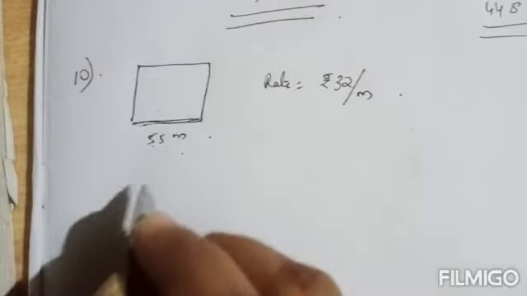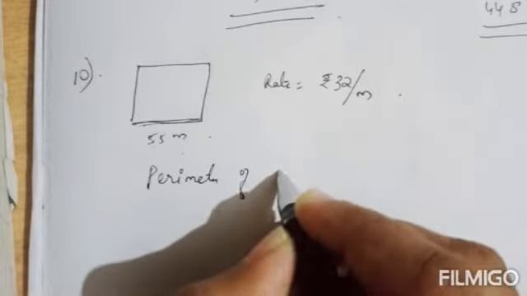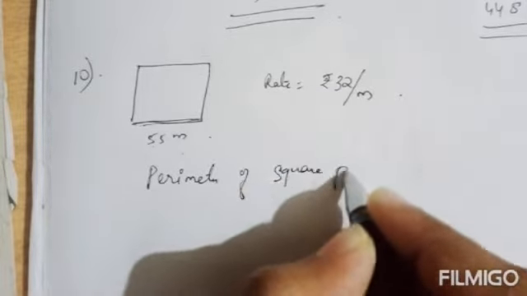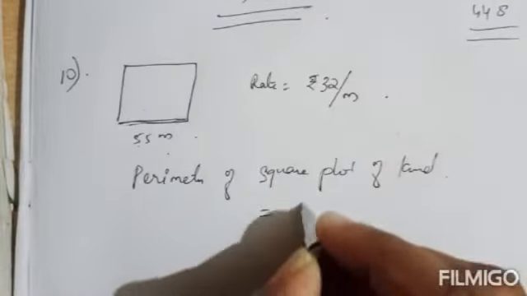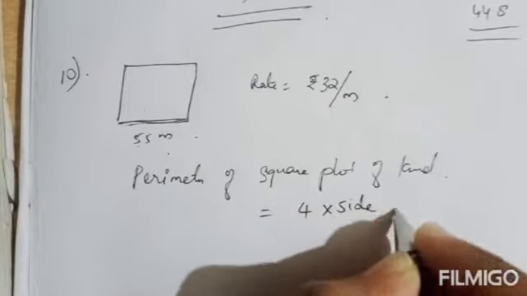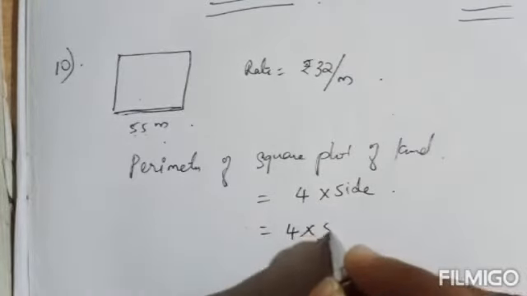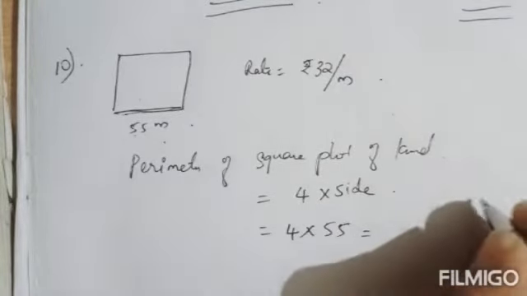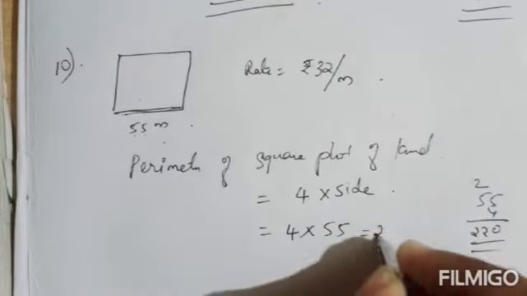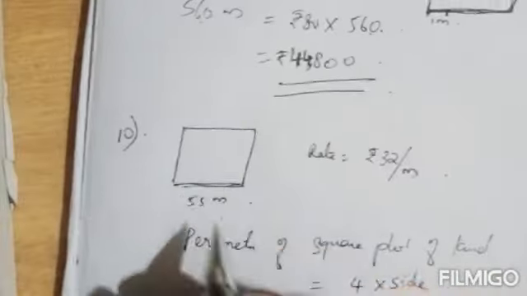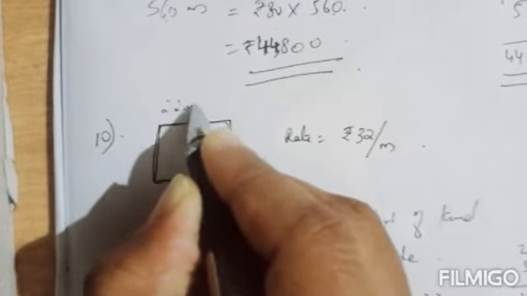So first we need to find the perimeter of the square plot. Square plot of land. Okay. Perimeter of square, we know it is 4 into side. Formula, it is 4 into side. So 4 into side, it is given 55 meter. 4 into 55. So 55 into 4, you will get 220 meter. So this perimeter of the square field is 220 meter.